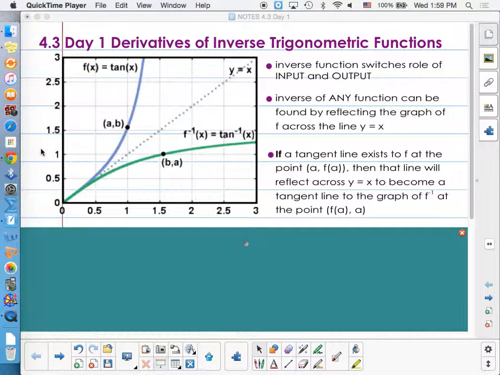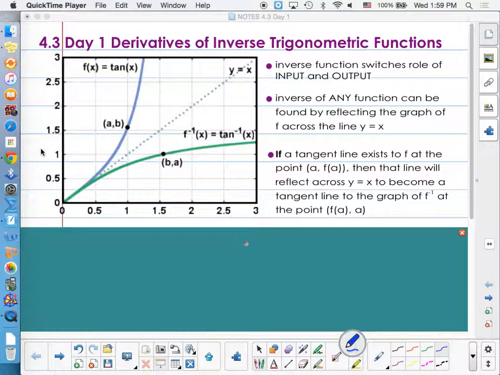4-3 Day 1 talks about derivatives of inverse trig functions. Not the derivatives of the trig functions themselves that you've done before, but of their inverse function. So let's back up and remind you of some things from pre-cal that you know about inverse functions.